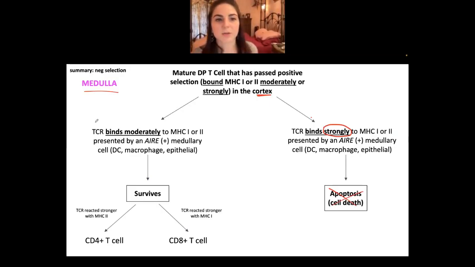Let's say the T cell receptor binds moderately to MHC class 1 or 2, presented by the AIRE positive medullary cell, then it'll survive. This is the selection process. This is negative selection, but this is the selection process. And then if it reacted better with MHC class 2, it's going to turn into a single positive CD4 T cell. If it reacted better with MHC class 1, it's going to turn into a CD8 positive T cell.